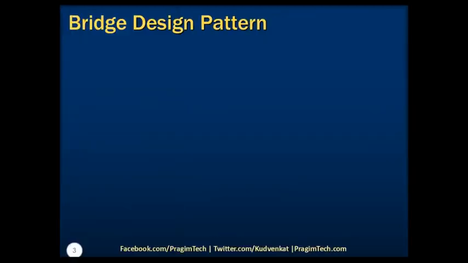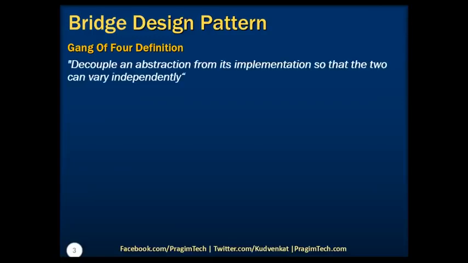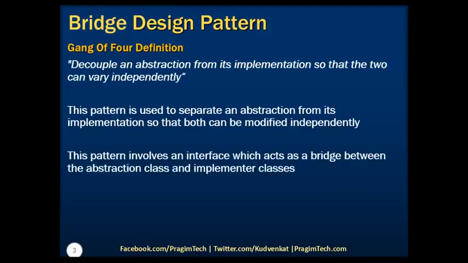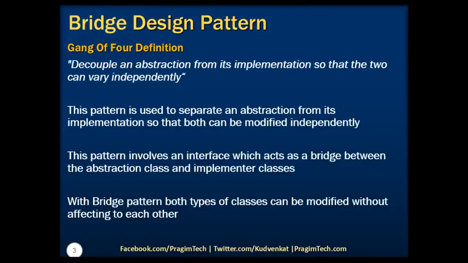As per the Gang of Four definition, the bridge design pattern decouples an abstraction from its implementation so that the two can vary independently, which means the pattern is used to separate an abstraction from its implementation so that both can be modified independently. This pattern involves an interface which acts as a bridge between the abstraction class and implementer classes. By decoupling an abstraction with bridge design pattern, both types of classes can be modified without affecting each other. The bridge design pattern is part of the structural design patterns. As the name suggests, it acts as an intermediary between two components.